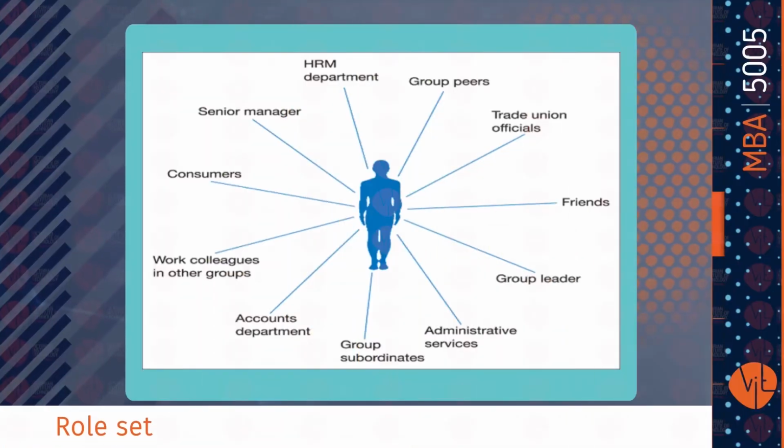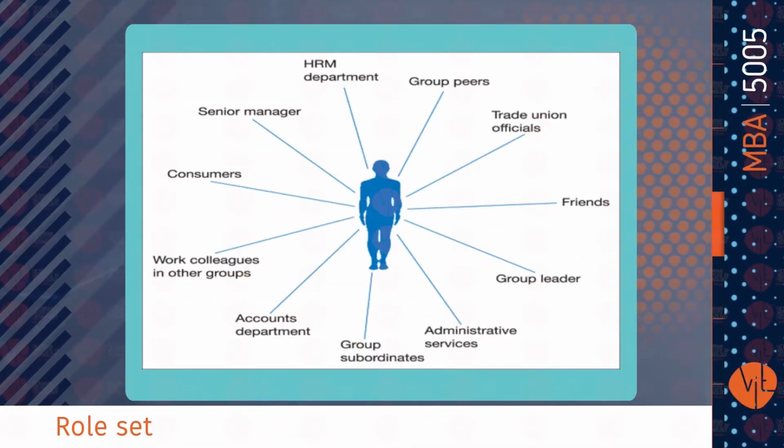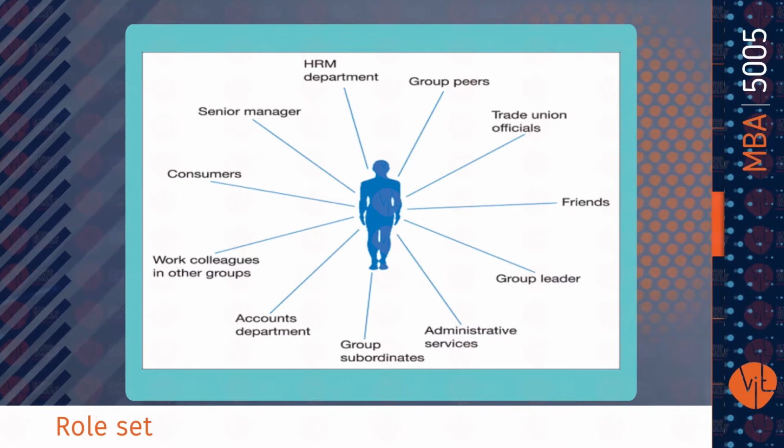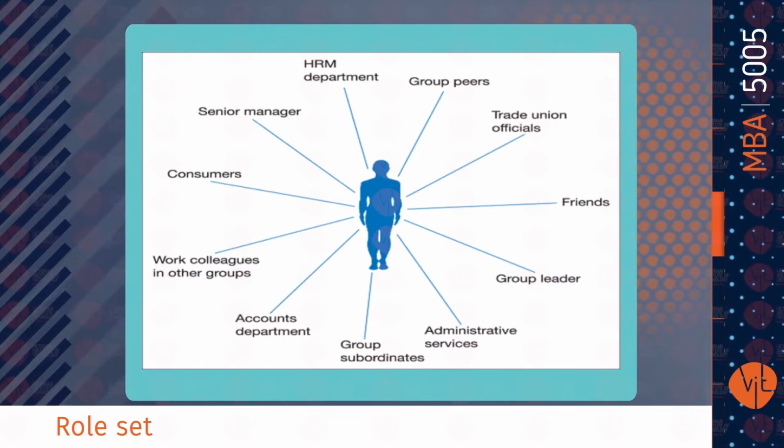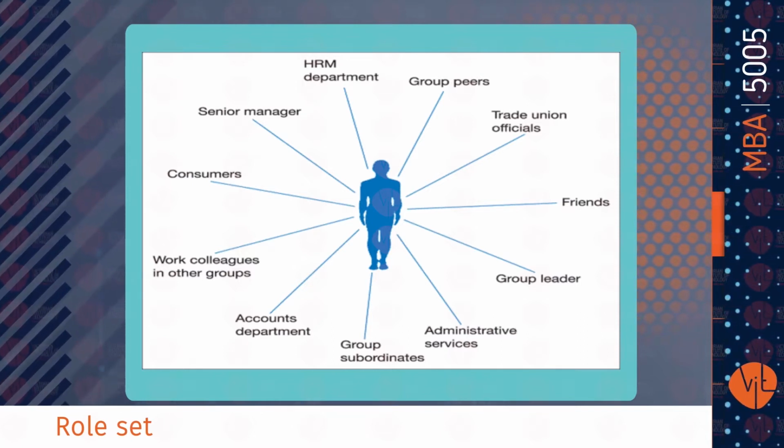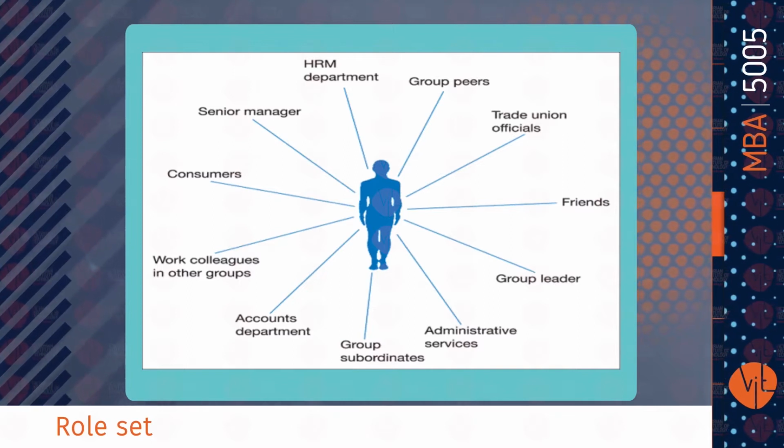So then we have a diagram here which points to the role set. What are the tasks and individuals of an organisation? And obviously, as the slide says, it's a representation of a possible role set in the work setting.